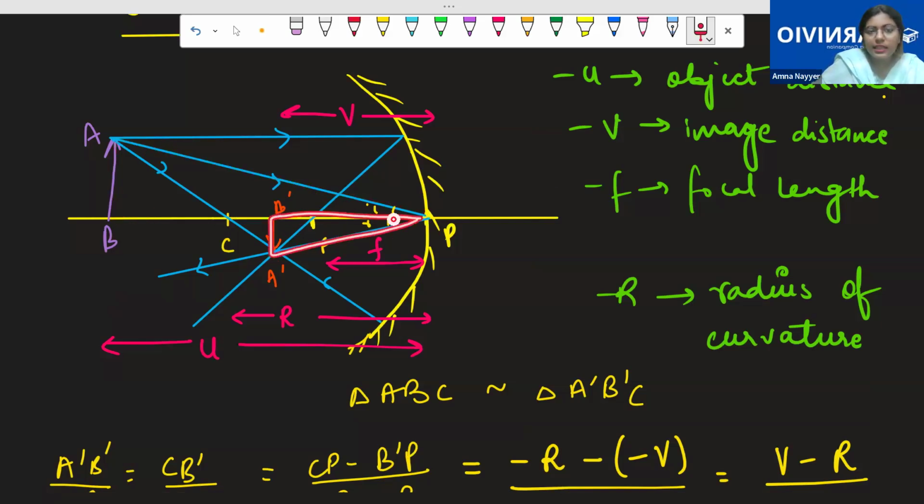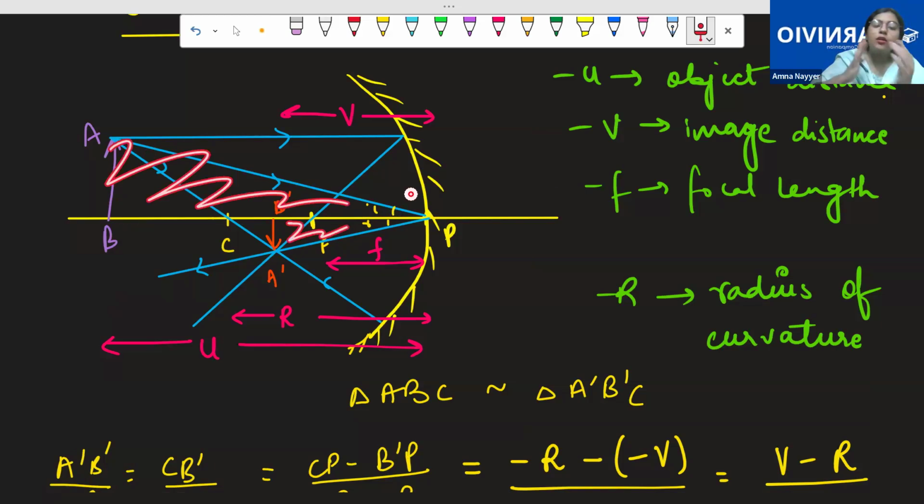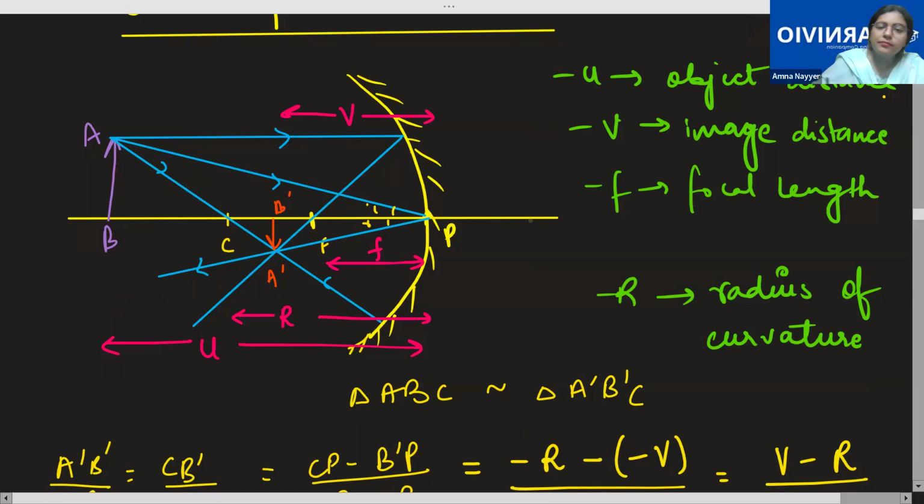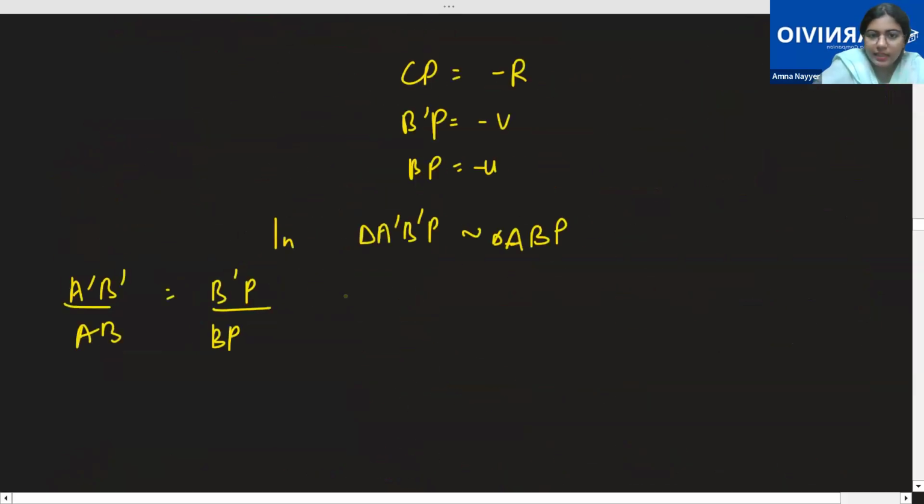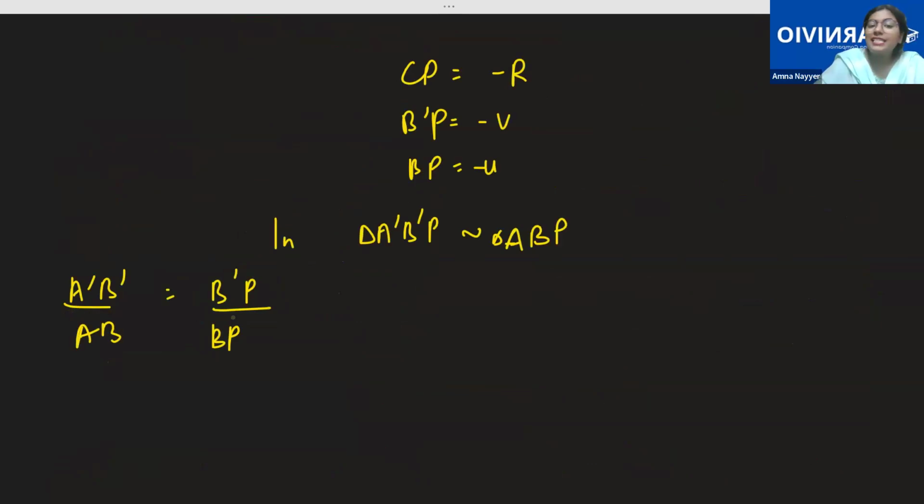So this one and this one. Now look, again this becomes the common side. And angle of incidence is equal to angle of reflection according to our laws of reflection. So these two triangles, this one and this smaller one, are also similar. Look, again we can say from this, A dash B dash by AB is equal to B dash P by BP. What is B dash P? B dash P is minus V. What is BP? That is minus U.